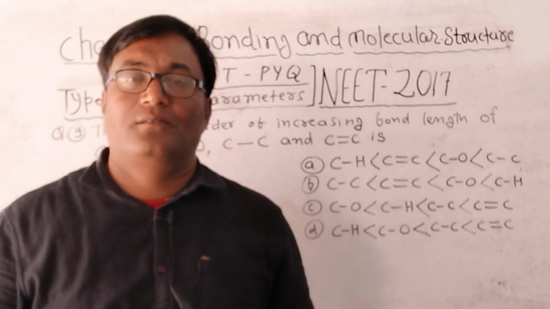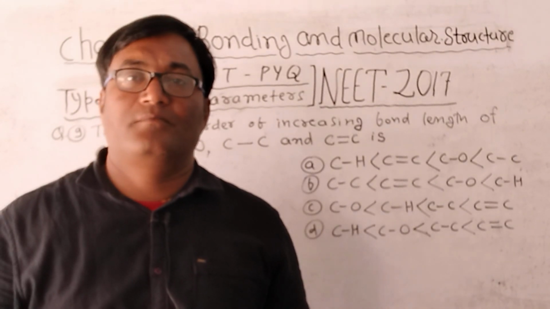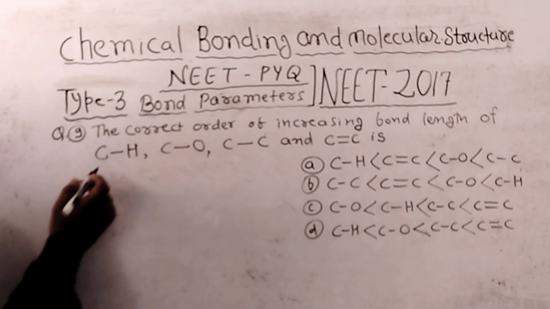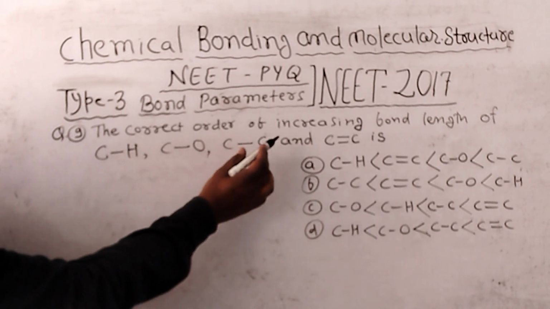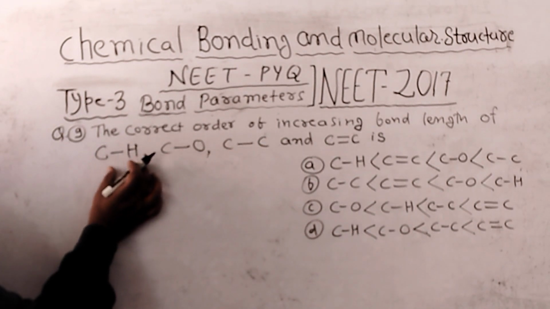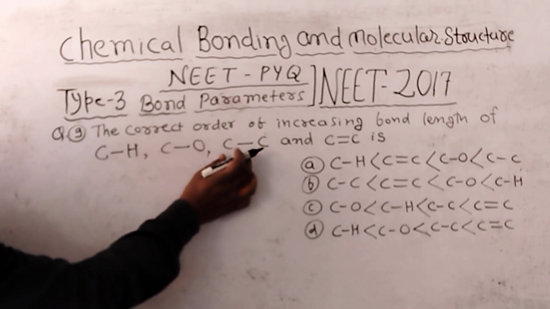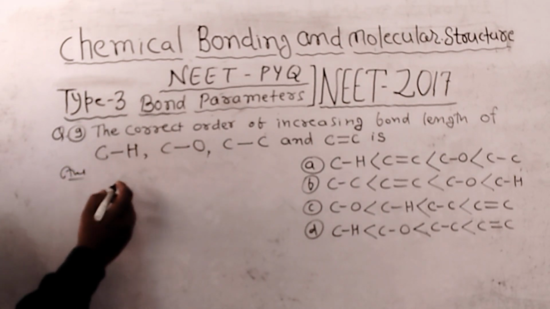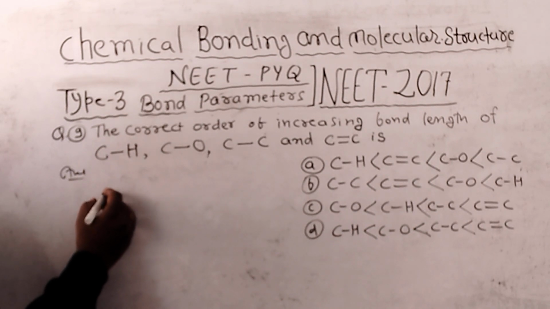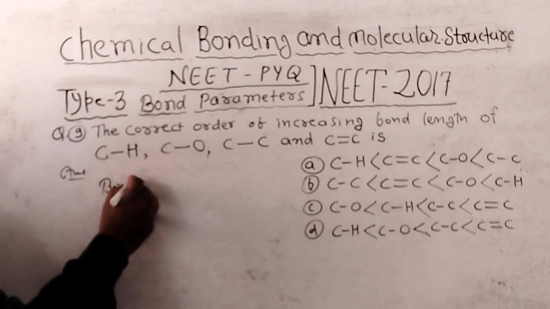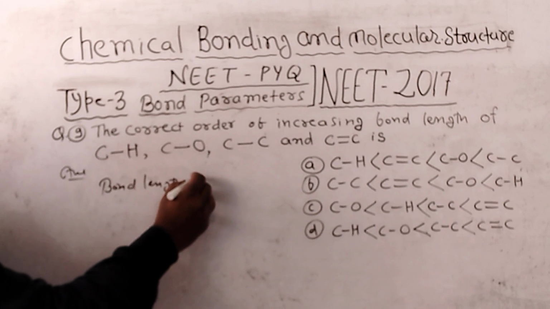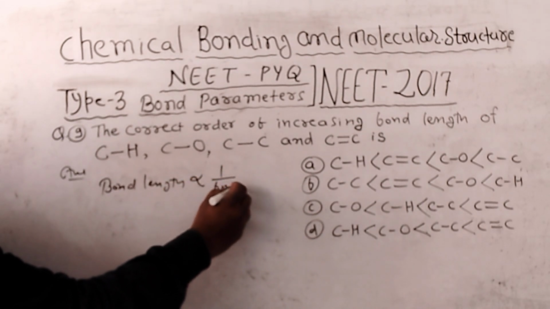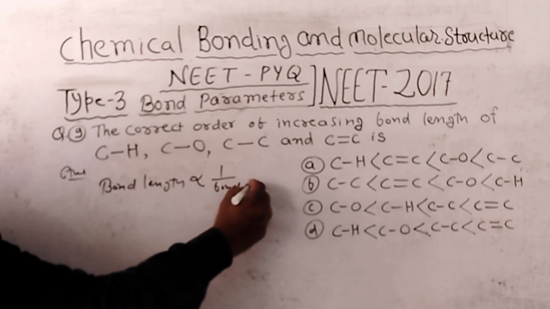This question is based on order of arrangement of bond length. According to this question, the correct order of increasing bond length of C single bond H, C single bond O, C single bond C and C double bond C. According to the basic concept, bond length is inversely proportional to 1 by bond order.